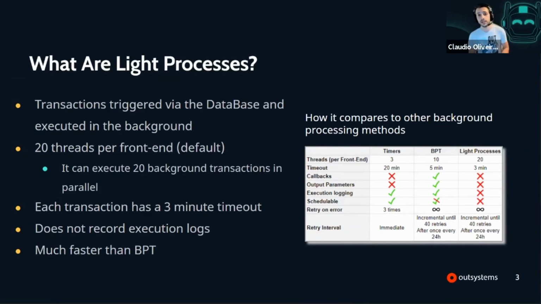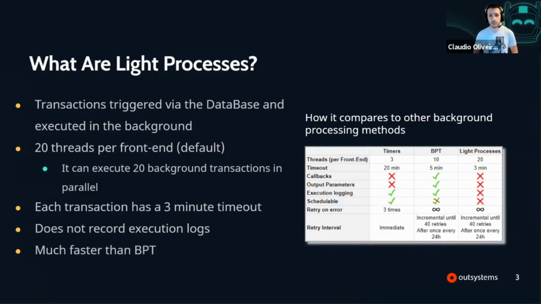Each transaction has a timeout of 3 minutes for light processes, and contrary to timers or BPTs, light processes do not record execution logs. So with timers and BPTs, you can go to Service Center and see whenever they ran and what happened. But for light processes, there is nothing that you can see, so you have to try to do that yourself if you want.